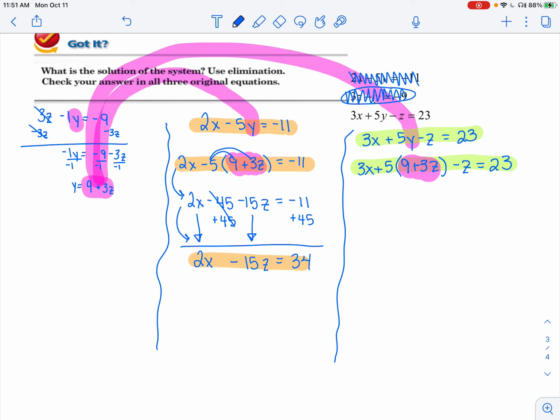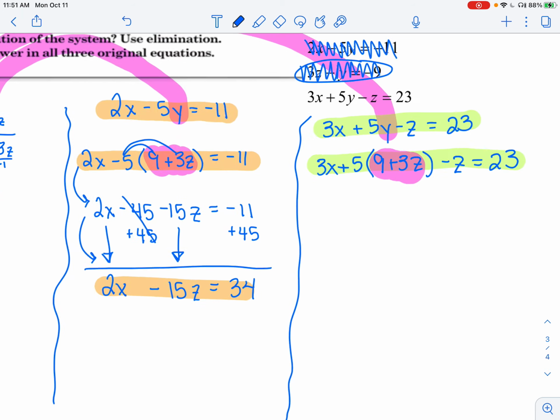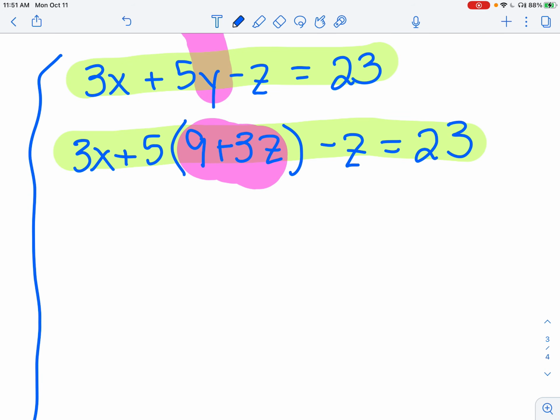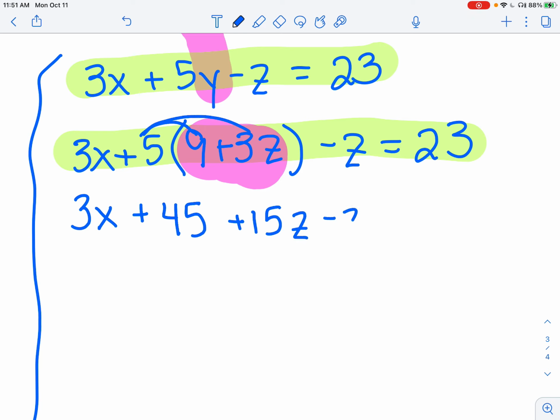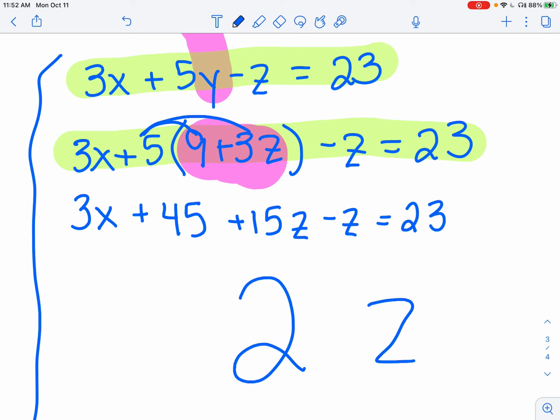Okay, now I'm going to keep simplifying over here on the right. I'm going to zoom in. So it's 3x plus 45 when you distribute, plus 15z when you distribute, minus z equals 23. I would highly encourage you to write your 2's like this and to write your z's like this.